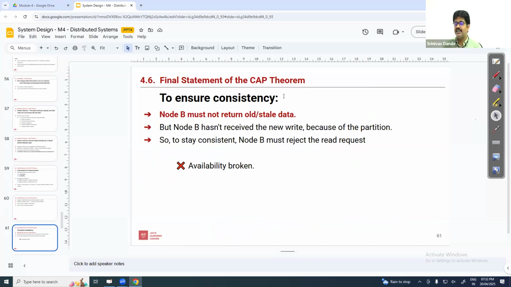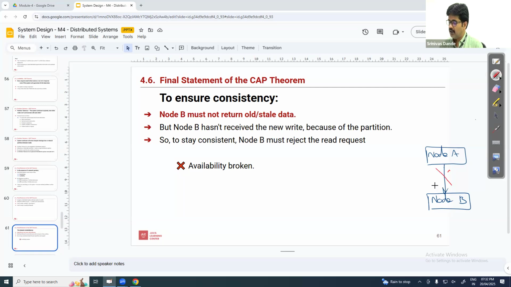So to ensure consistency, the system should be consistent. What does it mean? Node B must not return a stale data. If you want to say this current distributed system is consistent, I'll draw it again. Node A and node B. There is a network partition in this. Network partition is there. We are always considering that.